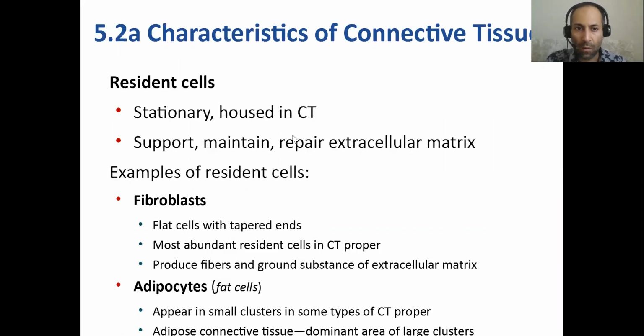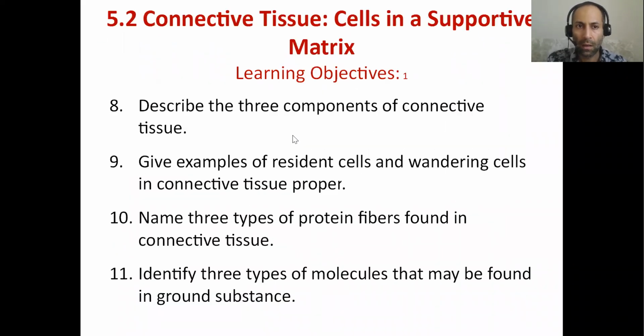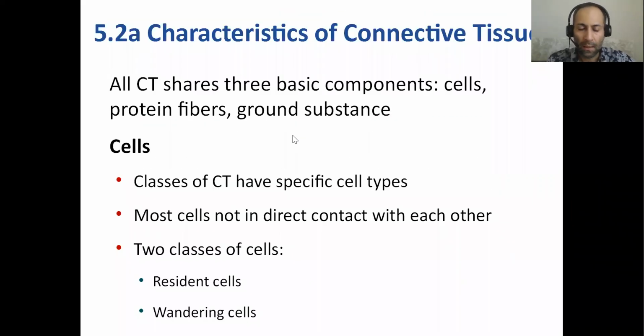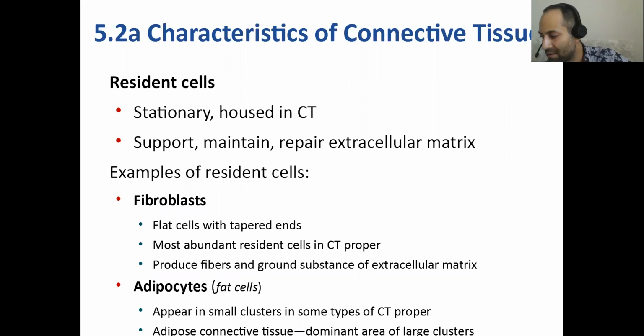All right, so let's start with the cells first. Cells are the basic structural and functional units of all living things. In terms of connective tissue cells, they come in two types: resident cells and wandering cells. Resident cells are called that because they don't wander around. They stick to one surface or one area, and they're localized there. The major goal, as you can see here, is to support and maintain the extracellular matrix.